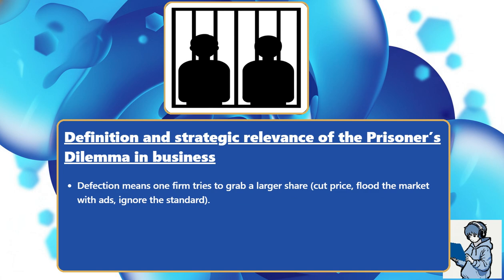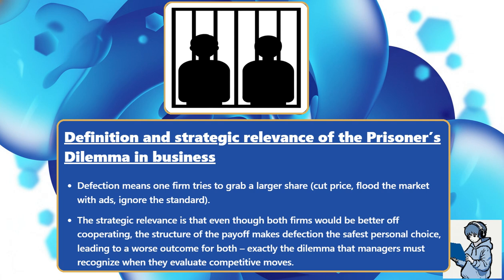Defection means one firm tries to grab a larger share: cut price, flood the market with ads, ignore the standard. The strategic relevance is that even though both firms would be better off cooperating, the structure of the payoff makes defection the safest personal choice, leading to a worse outcome for both. Exactly the dilemma that managers must recognize when they evaluate competitive moves.